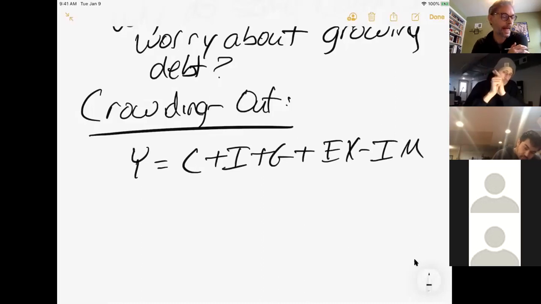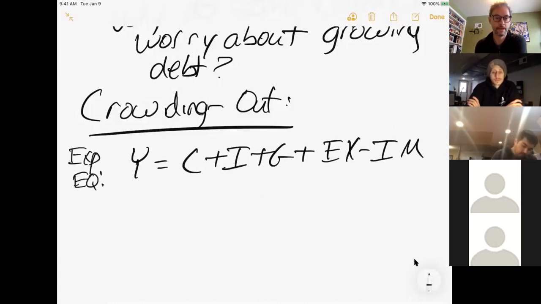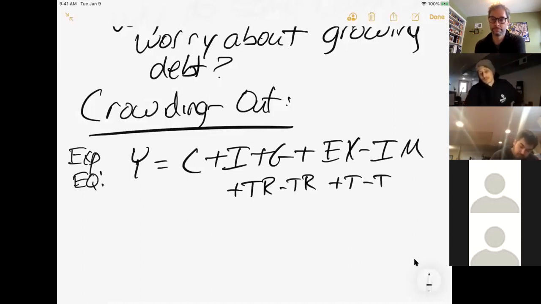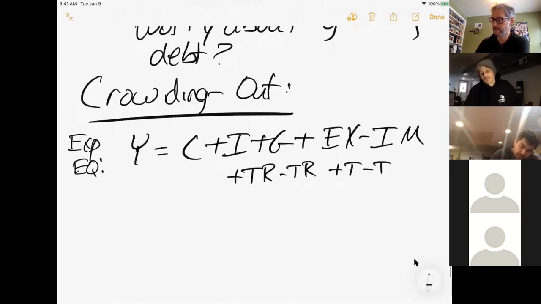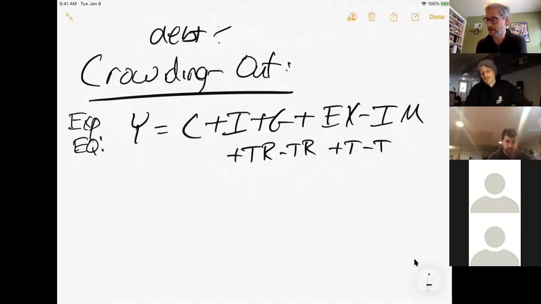To see what crowding out is, let's just start with our expenditure equation. Here's our expenditure equation. And then on this side, I want to add in TR and subtract TR. And I want to add T and subtract T. Actually, I might have done this earlier in class. I think I did this a few days ago. Can't remember, maybe we were talking about the IS curve.